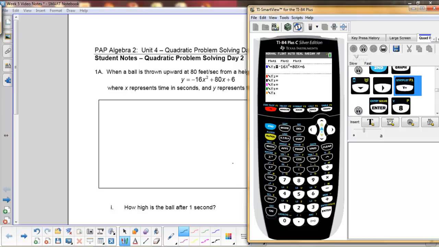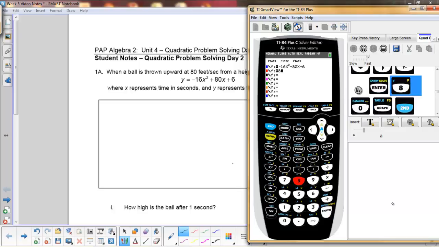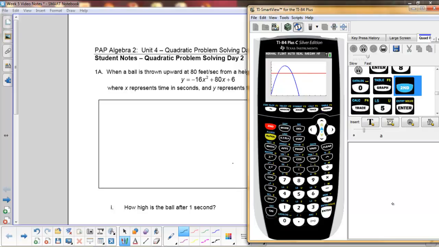Next thing we're going to do is we're going to move on to number 2. It says after how many seconds does the ball go 80 feet in the air? So with that in mind, I'm going to go to y2 and I'm going to put in the number 80. When I put in the number 80, what I'm putting in there is a horizontal line which models what 80 feet in the air looks like in this graph.